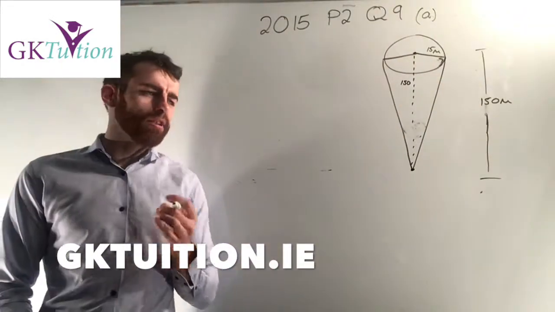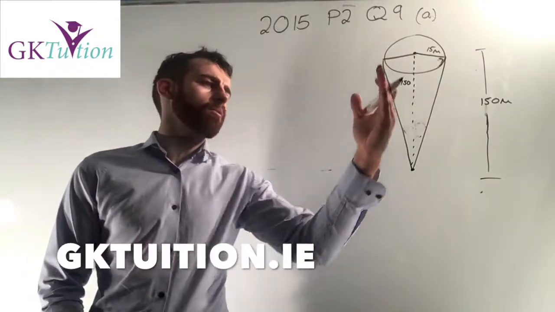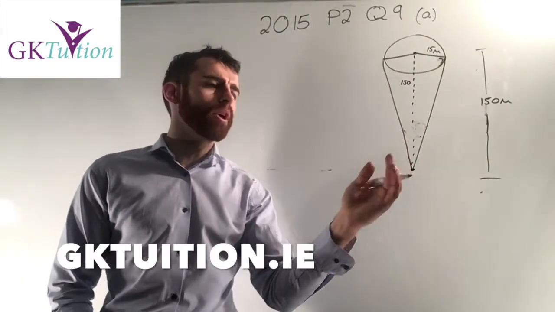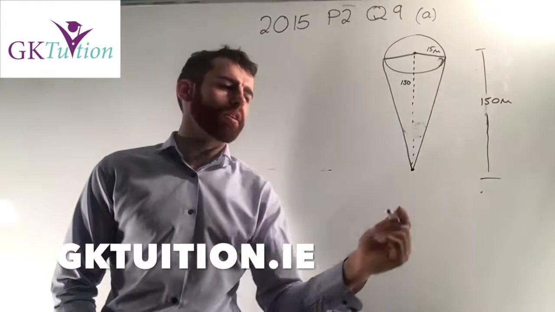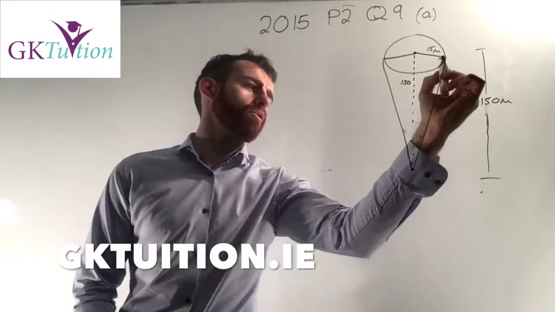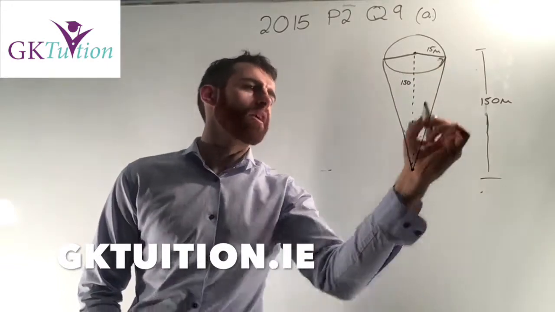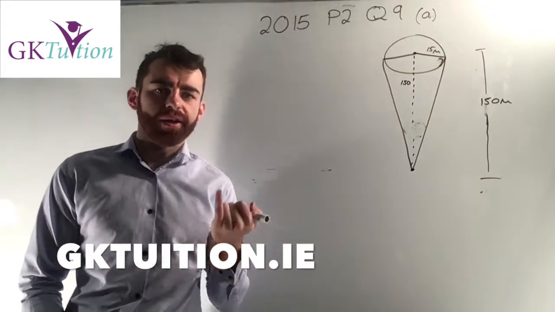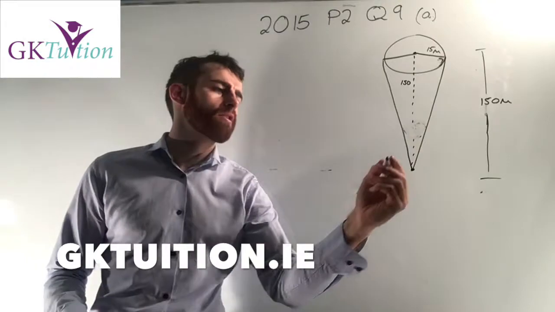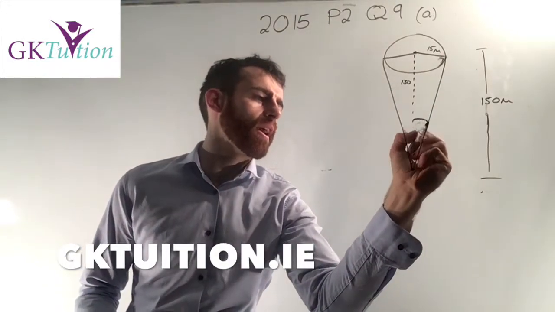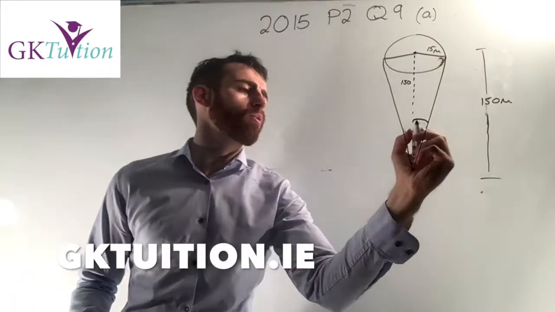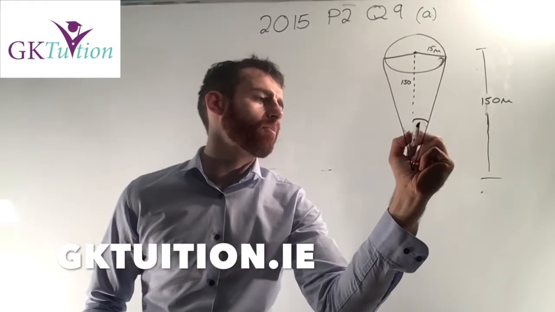So the easiest way to do this question is to split it into two. Rather than taking the whole thing as one big shape, let's just take the right hand side of this shape. Let's just take this right angle triangle. I know that this side is 15 and this side is 150. Since it's a right angle triangle, I can use either sine, cos, or tan to find this angle. So let's call this the angle beta.